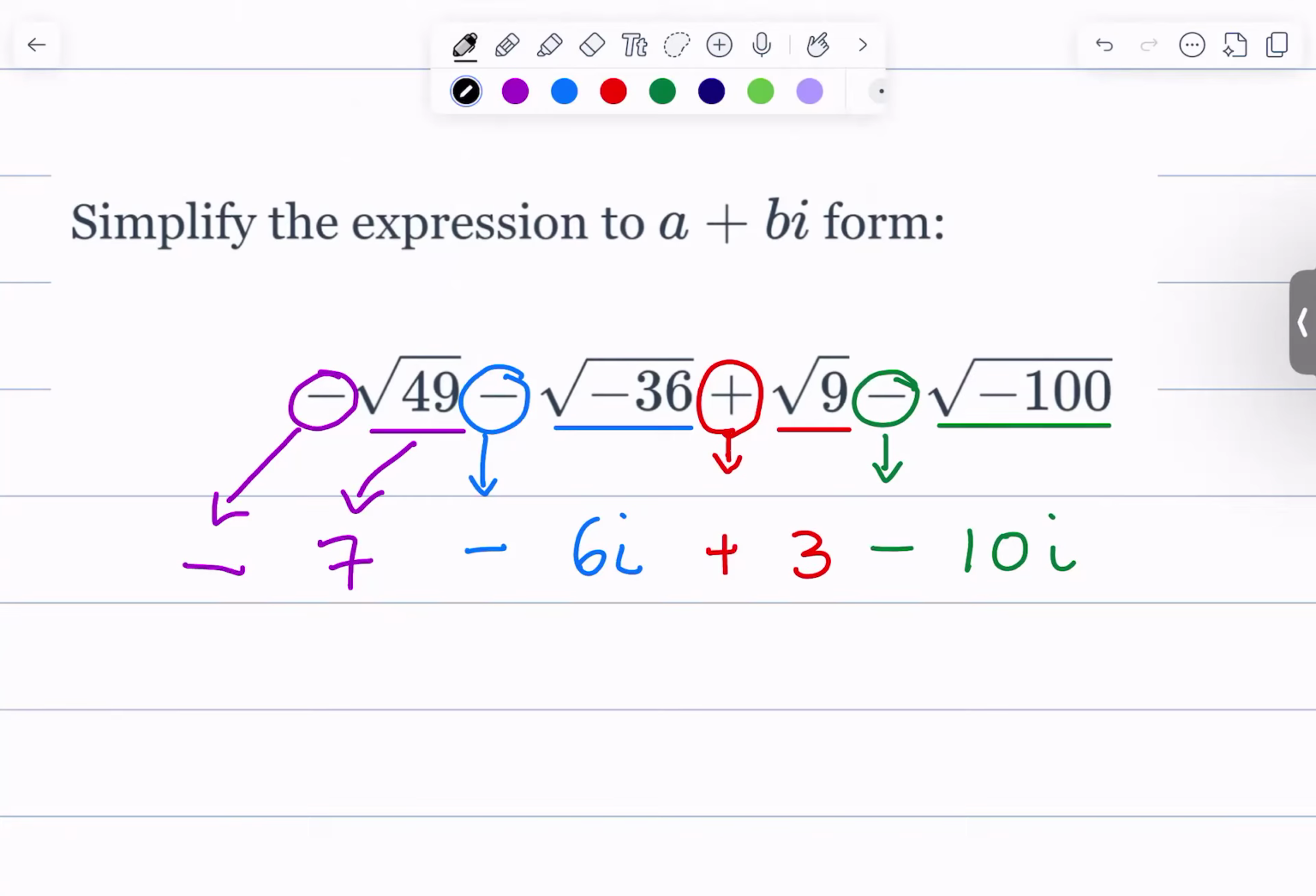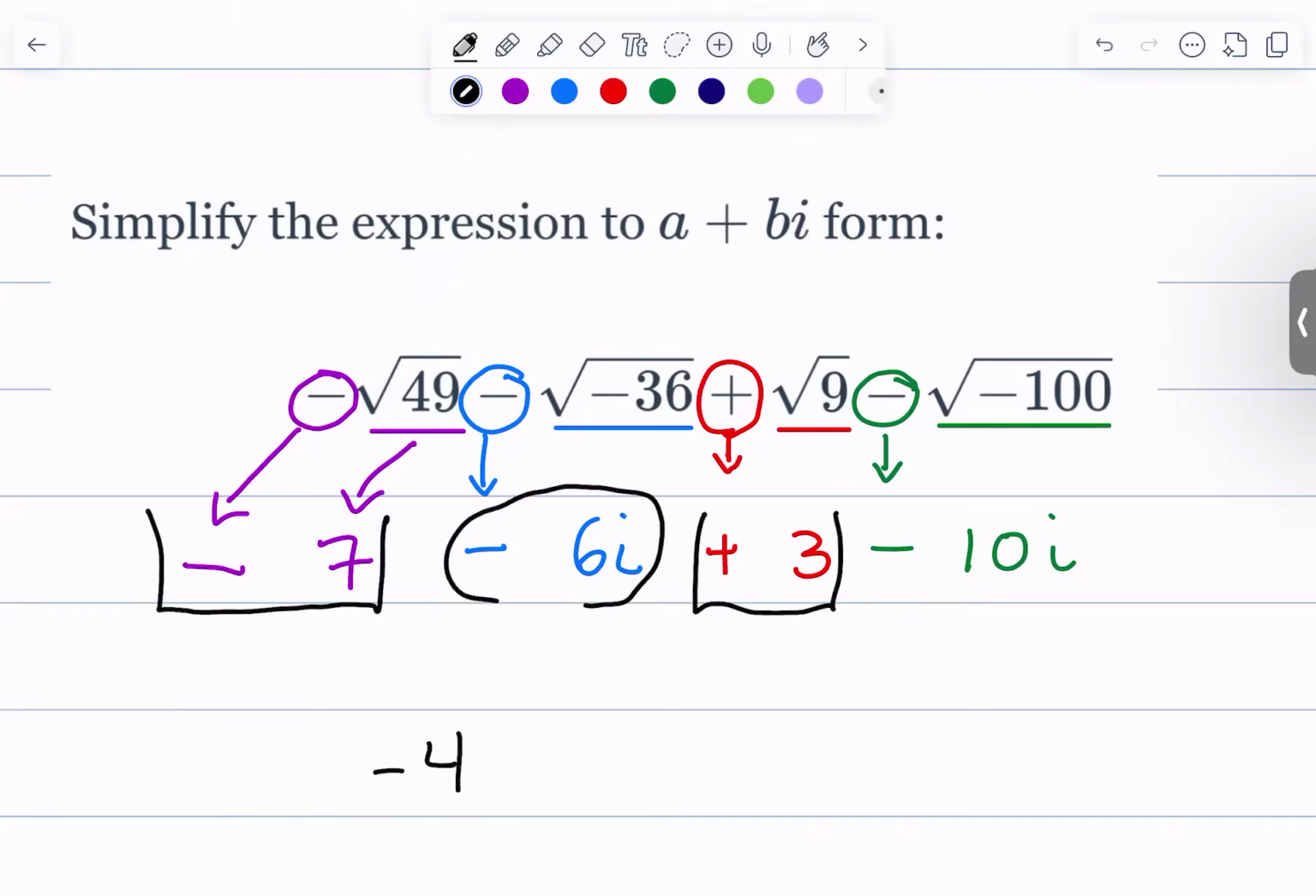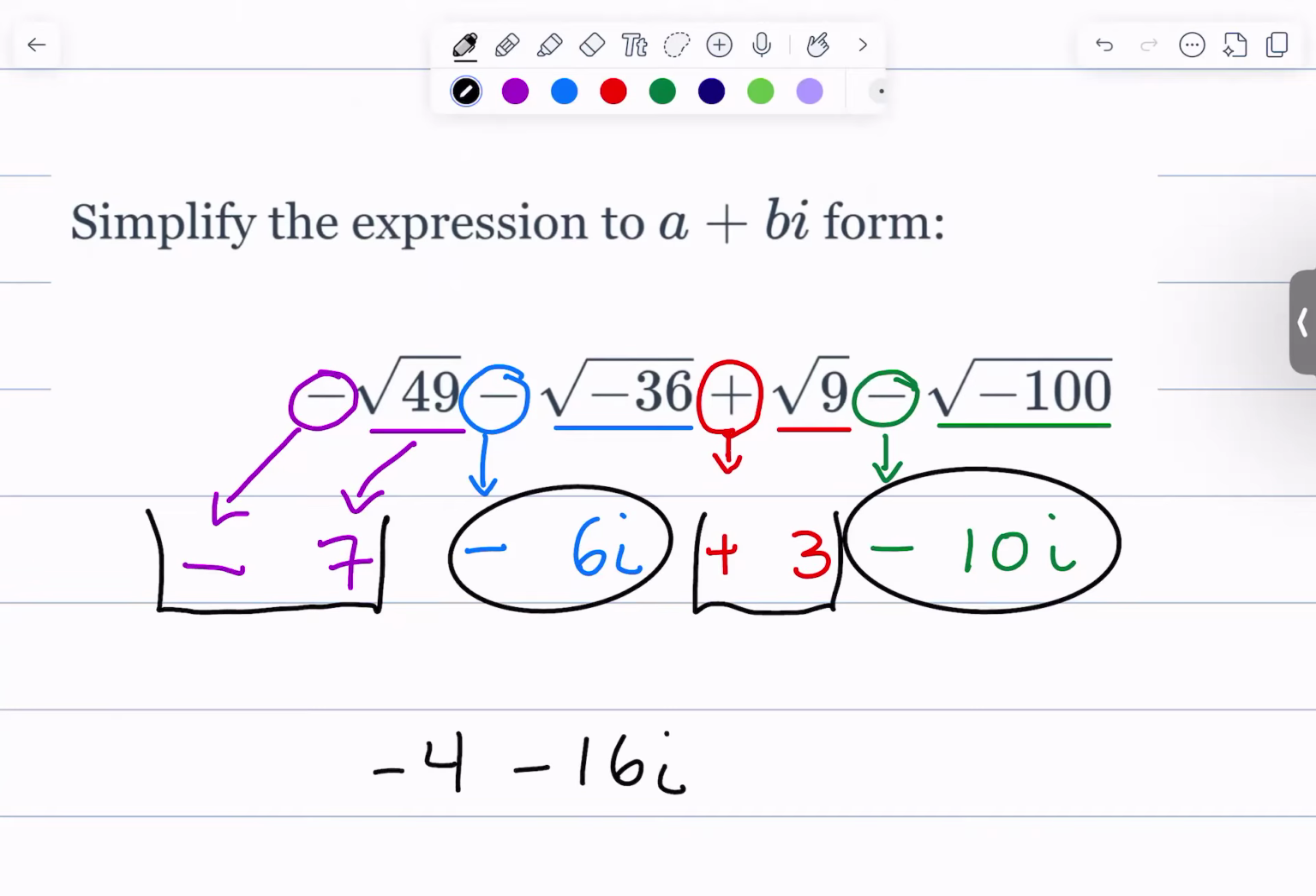No? Okay. Now I have negative 7 and I have positive 3. Those numbers are both real numbers, so I can gather them. I can collect the like terms, right? Negative 7 plus 3 is negative 4. And then I have a negative 6i and a negative 10i. That'll make it negative 16i. And that's my solution, or that's my simplification.